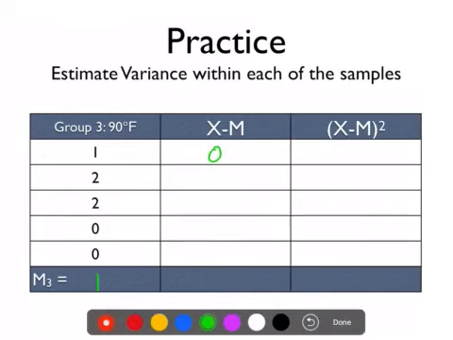So we have 0, we have 1, we have 1, we have negative 1, and negative 1. Square those values: 0, 1, 1, 1, and 1. That makes the math easy for our sums of squared of 4.